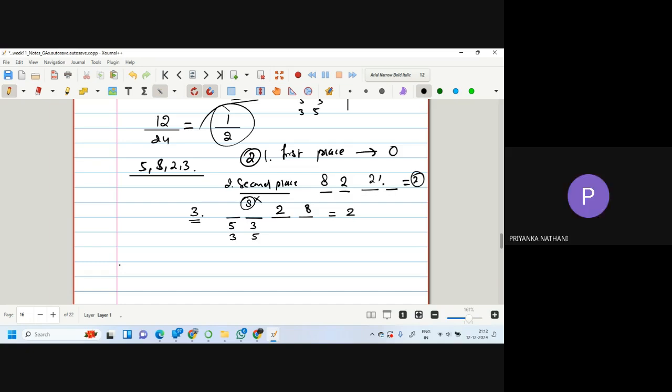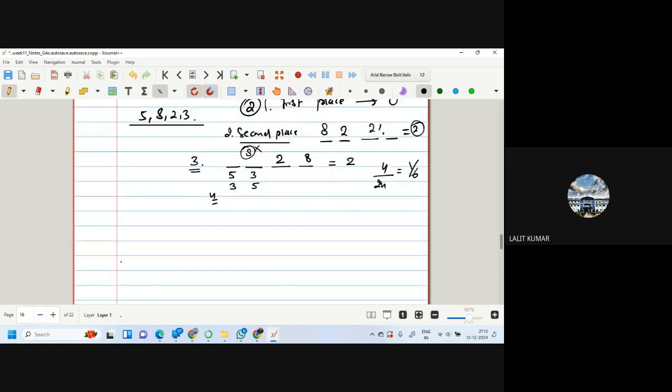एंड फोर्थ प्लेस है क्या, ही विल बी इरिलीवेंट. सो दिस इज ऑल्सो 4 by 24, 1 by 6. Okay. And if you do for the 3, it is very very similar to 2, same dicto, and you will get 1 by 6. So now you see the beauty now. We got 1 by 6, then we got 1 by 2, then we got 1 by 6, then we got 1 by 6.